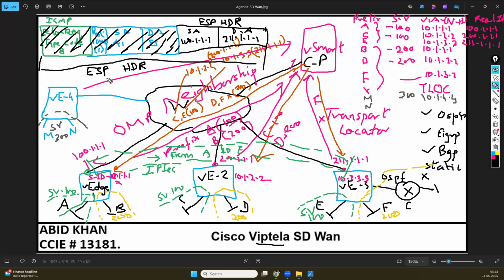Plus, there could be a possibility of hashing also. It could be HMAC 384-bit hashing, a very powerful algorithm. So ESP will use encryption as well as a hashing algorithm to make it more difficult for people to decrypt the packet.